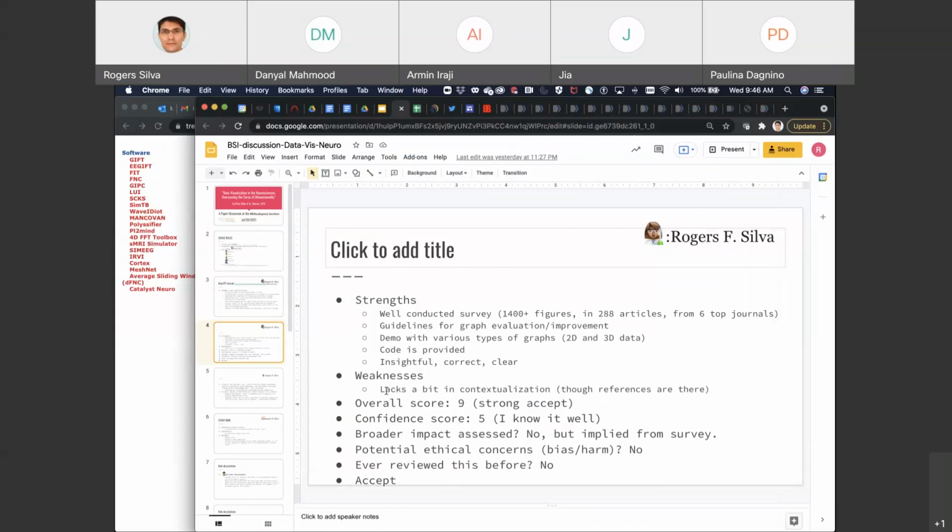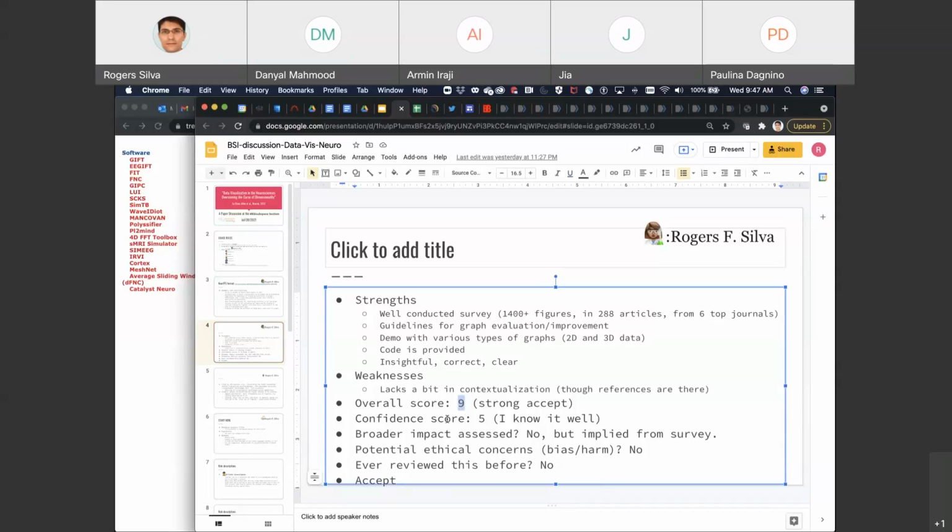In terms of weaknesses, the only one I could think of is that maybe it lacks a little bit of contextualization of the discussions that were going on in other papers at the time. That might have been because they had already published a response to some criticism in a previous year. And because of that, I gave it a score of 9 out of 10 as a reviewer. I'm familiar with the field, so I'm confident about that score.